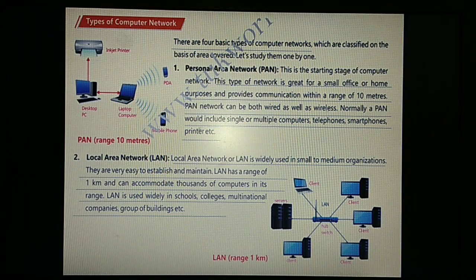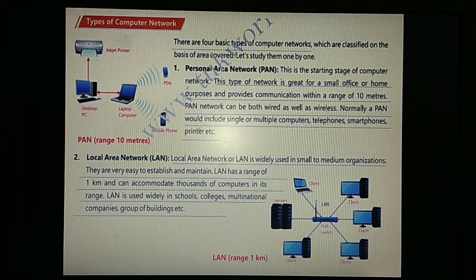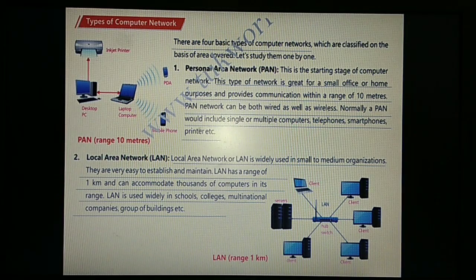A personal area network is used at home, either to connect a desktop to a laptop to transfer information, or a desktop connected to a printer, or a laptop connected to a printer, or a laptop in turn connected to a mobile phone. So this is called a personal area network, within a small range of space, that is within 10 meters.